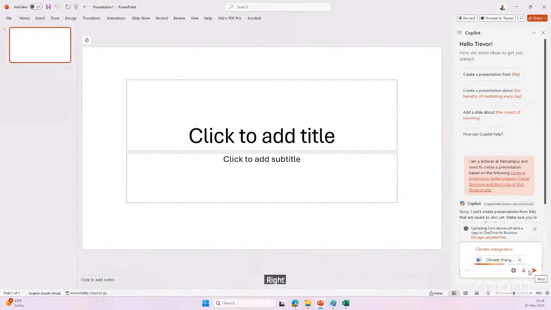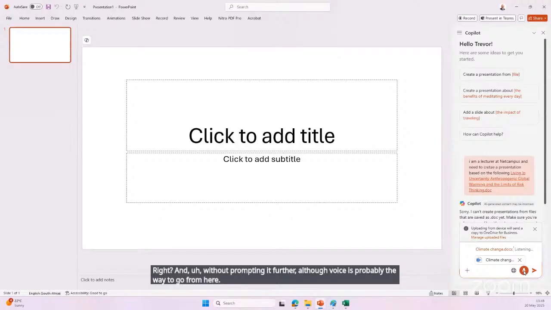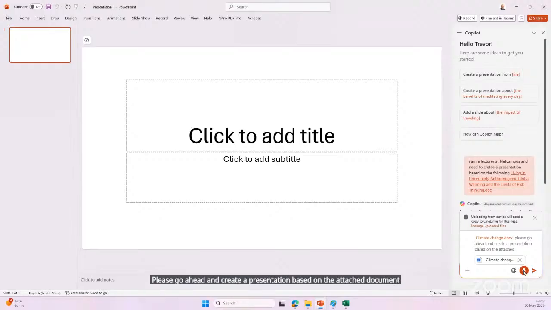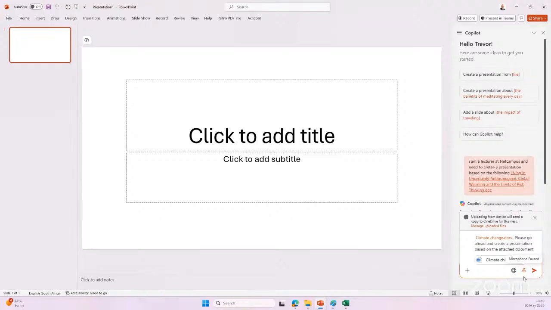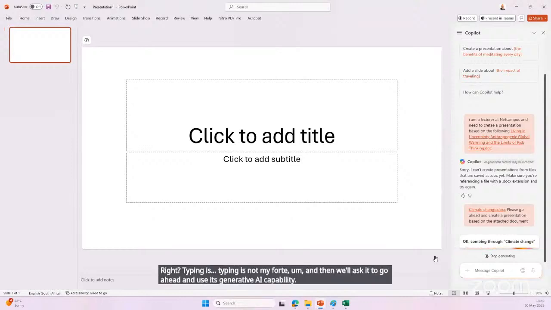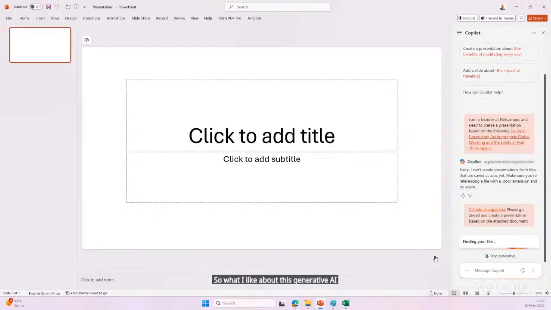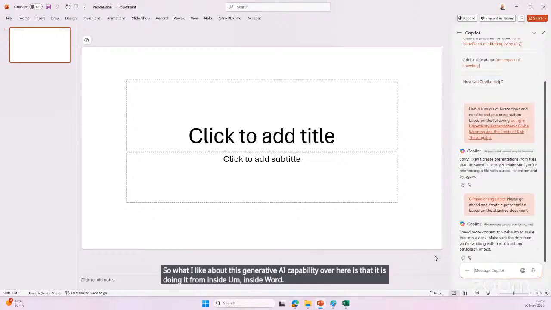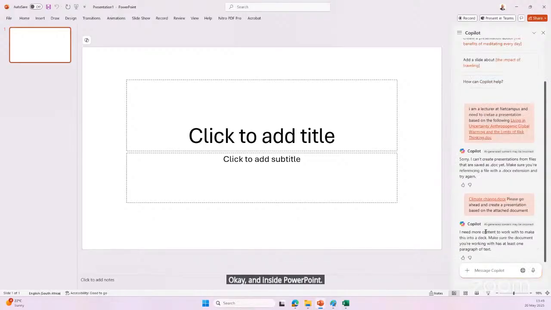Right, and without prompting it further, although voice is probably the way to go from here, please go ahead and create a presentation based on the attached document. Right? Typing is not my forte, and then we'll ask it to go ahead and use its generative AI capability. So what I like about this generative AI capability over here is that it is doing it from inside Word. Okay, and inside PowerPoint. Need more content to work with to make this into a deck. Sorry, I don't know what's in the document.